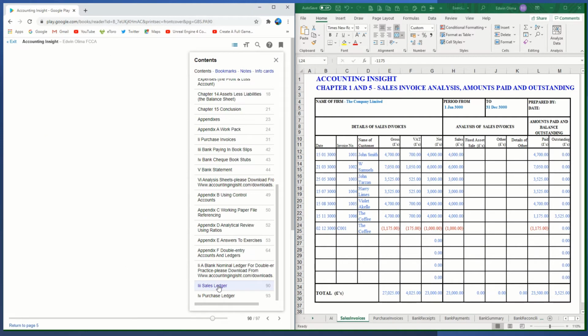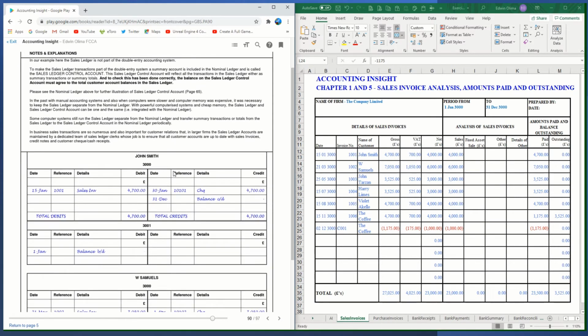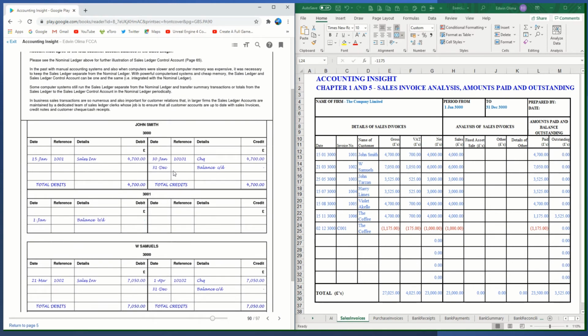page 90. So I've got some description of why sales ledgers are used in accounting. It's normally where you've got lots and lots of customers, and to track each transaction, you have each customer have their own account. So for example, here we've got John Smith's account, and here we're using the traditional T accounts of accounting where you have debits on the left hand side and credits on the right hand side.